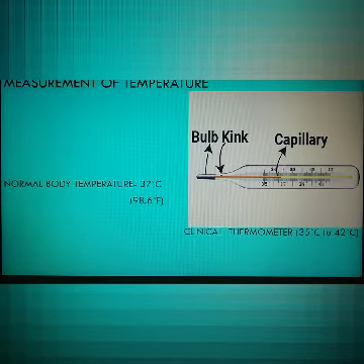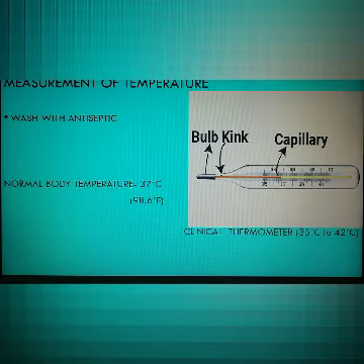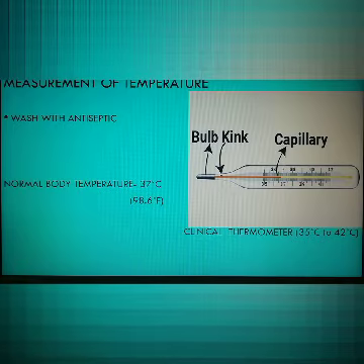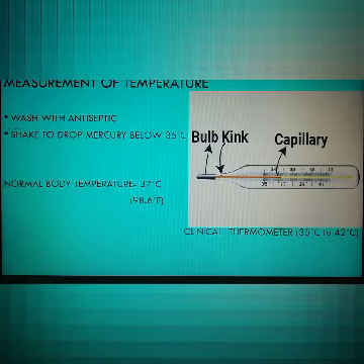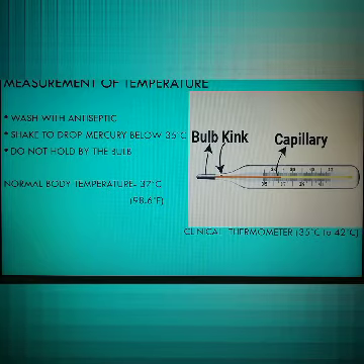Now, when we measure the temperature, we should wash the bulb of the thermometer, or rather the whole of it, with some antiseptic solution. We should shake it to drop the mercury level below 35 degrees. This is very important. We should not hold the thermometer by the bulb.